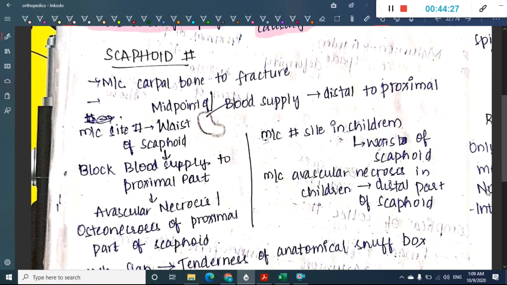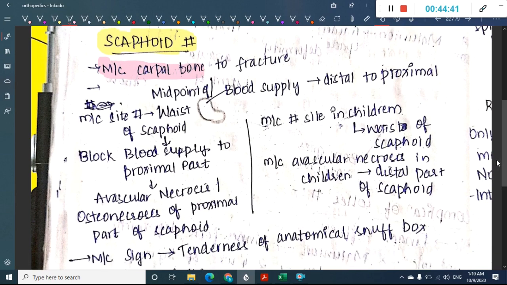Then we have scaphoid fractures. So what do you see in scaphoid fracture? Scaphoid is the most common carpal bone to get fractured. What is the most common site of fracture? The most common site of fracture is the waist of the scaphoid bone. The midpoint of the waist of the scaphoid bone is the most common site of the fracture.